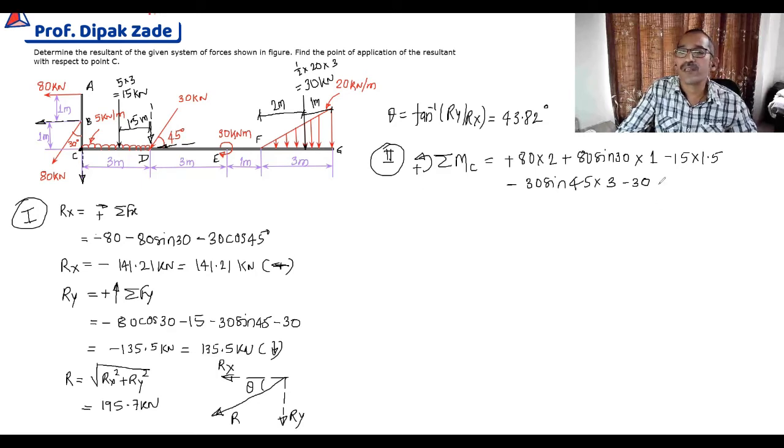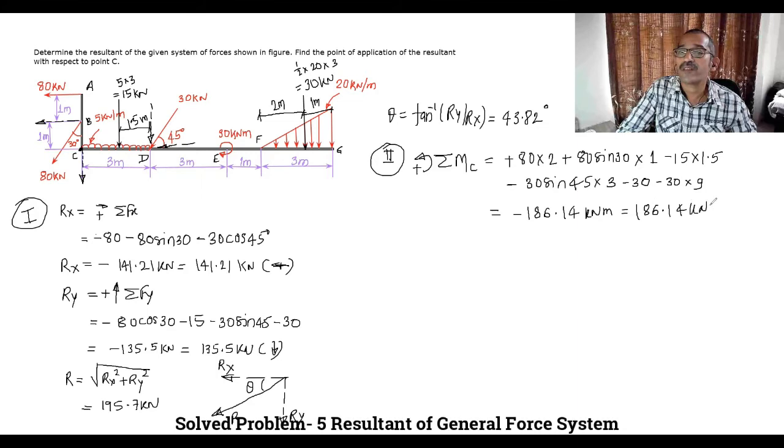Then the moment of this next 30 kilonewton is what? Clockwise, minus 30 into what distance? The distance is nothing but 3 plus 3 plus 1, 7, 7 plus 2, this is 9 meter. That means now the sum of moments about point C, if we find out, comes out to be minus 186.14 kilonewton meter. That means this negative answer represents what? This moment is in clockwise direction, right?